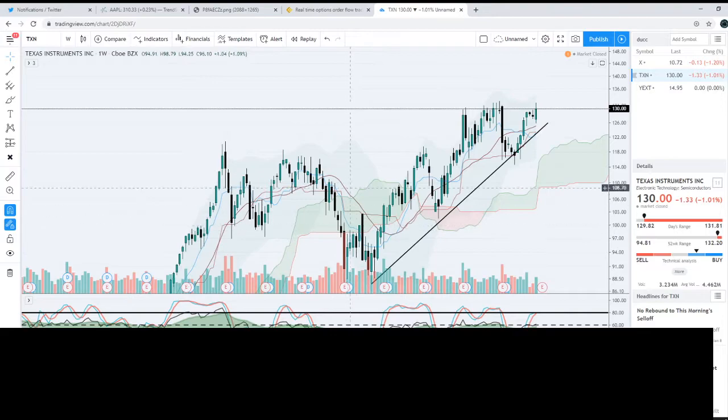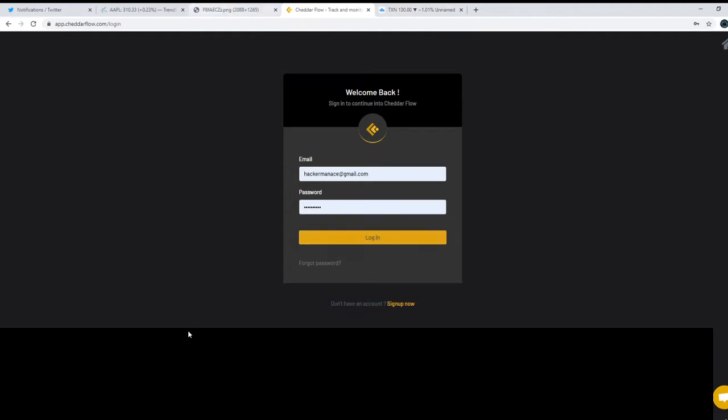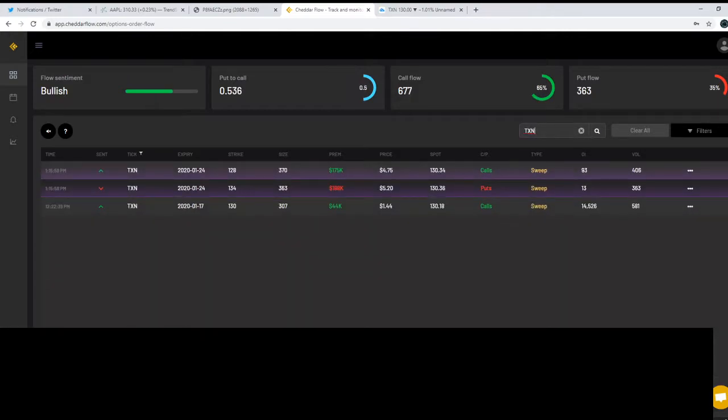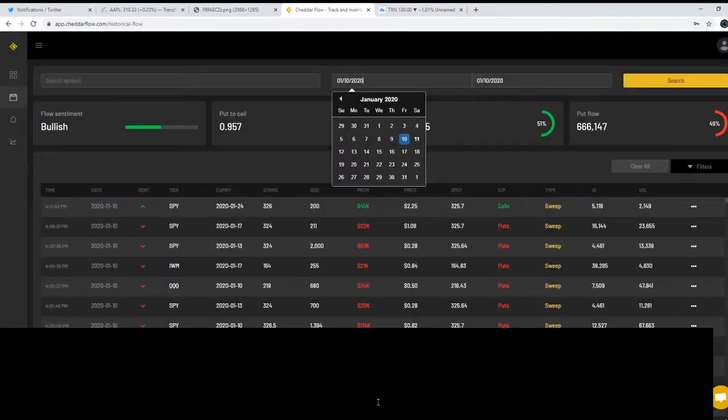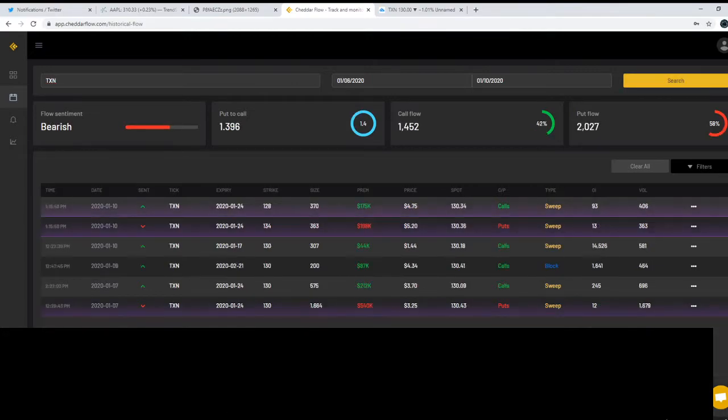I think I saw some order flow on Cheddar Flow, specifically for TXN. That's good, that's what I like to hear. Let me pull it up. TXN. I don't like the timing. Let me readjust. There it is. Oh, TXN, those are either deep in the money or someone closing out, maybe.